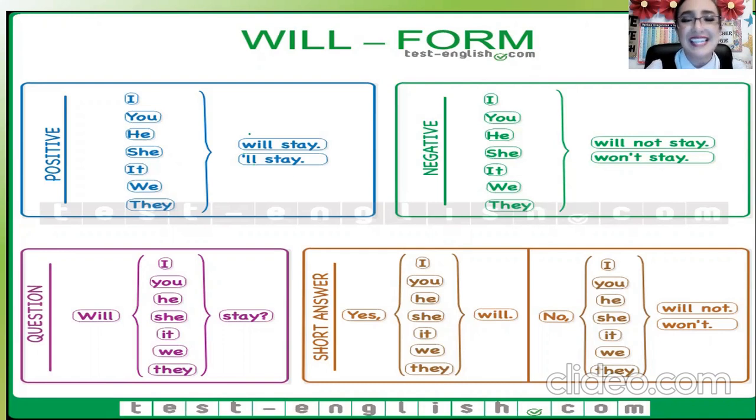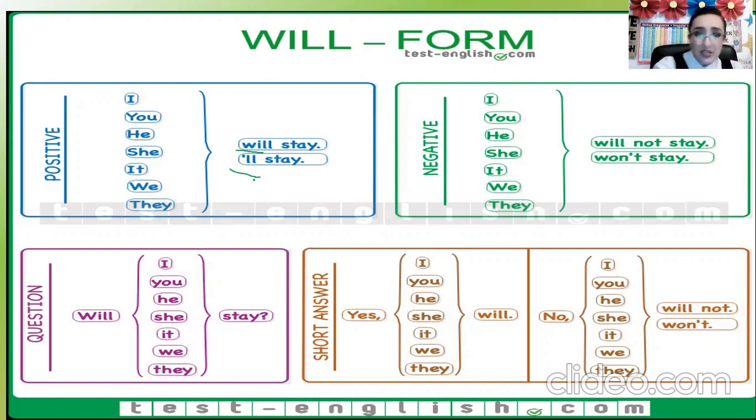She'll stay in Canada. We will stay in London. You will sing opera tomorrow at the bar, right? Oh, they will travel to Canada next year. Will and 'll are going to be exactly the same. But remember that one is more formal and the other one is more informal.